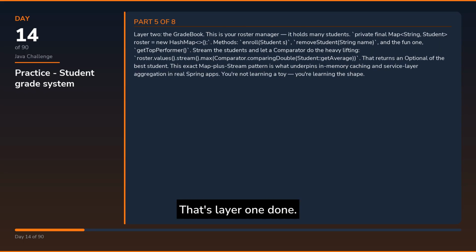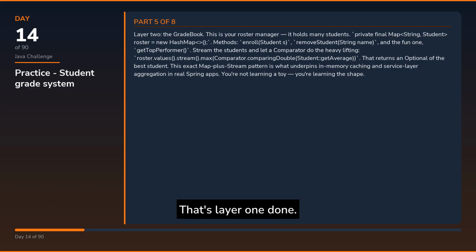Your Student class now models data and protects it. That's layer 1 done. Layer 2, the GradeBook. This is your roster manager, it holds many students. Private final Map<String, Student> roster = new HashMap<>(). Methods: enroll(Student s), removeStudent(String name), and the fun one, getTopPerformer.